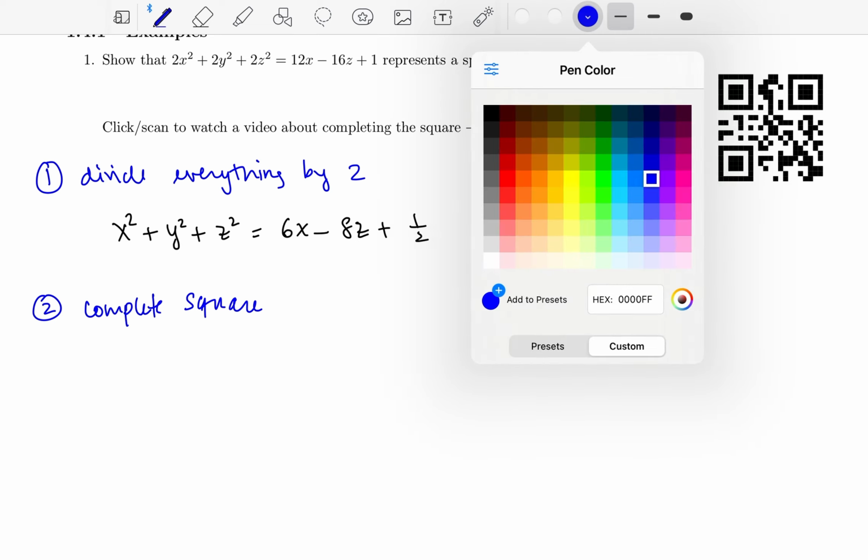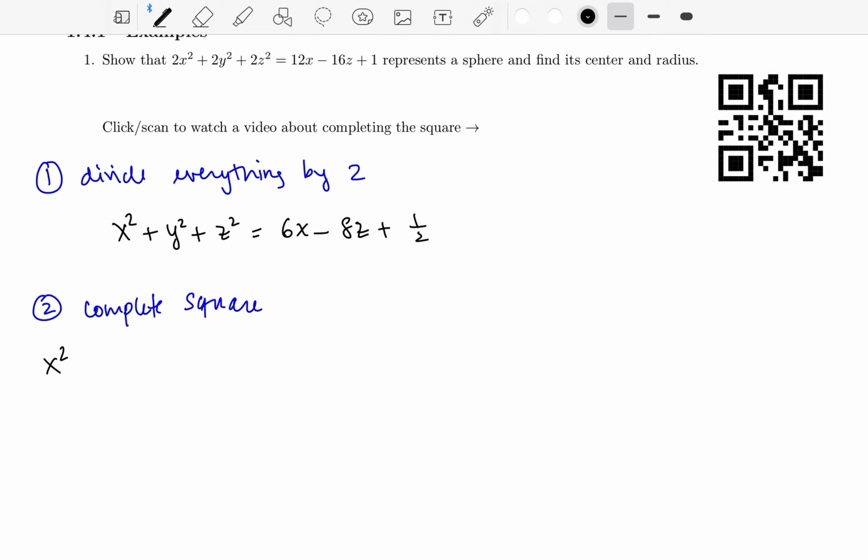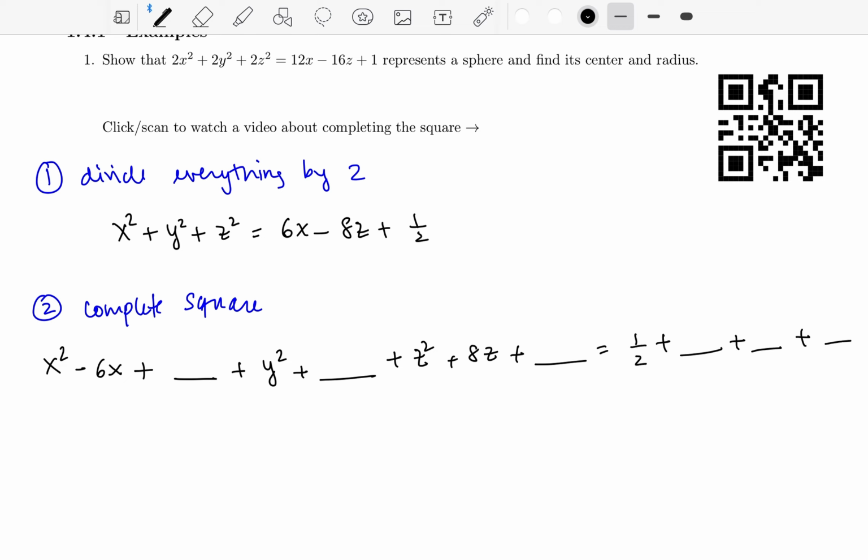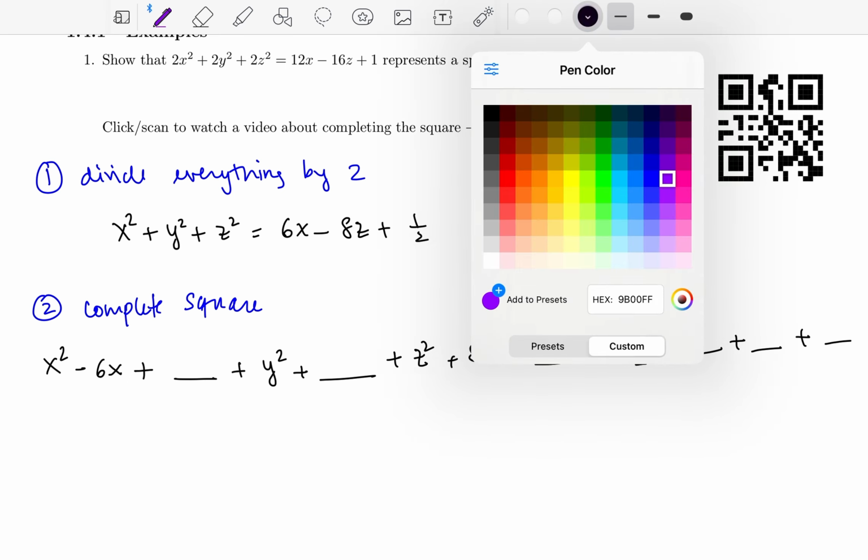So what I'm saying is that I have x squared minus 6x. I have to add whatever completes that square, plus y squared. There's no linear term for y, so I have to add something to make it a perfect square, and then plus z squared plus 8z plus whatever makes that a perfect square, and then you keep the 1/2 on the right hand side plus whatever you have to add to complete all the squares, okay? So let's do one at a time.